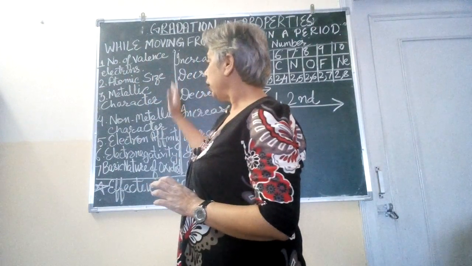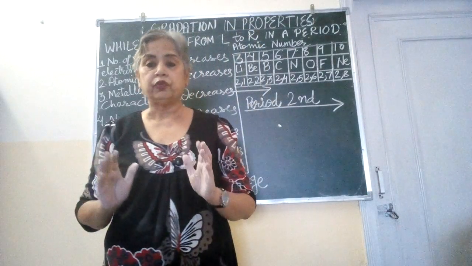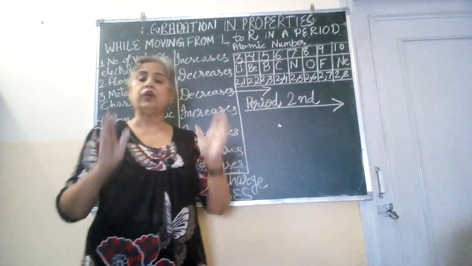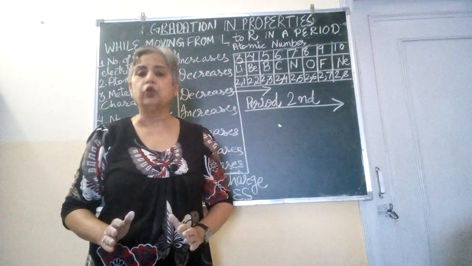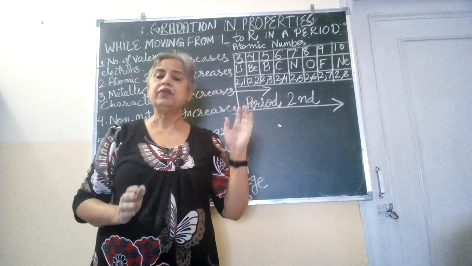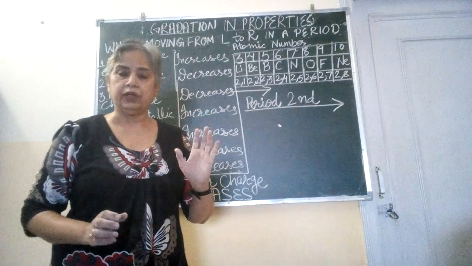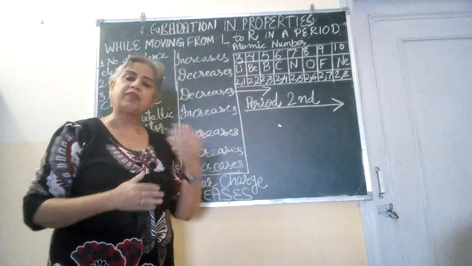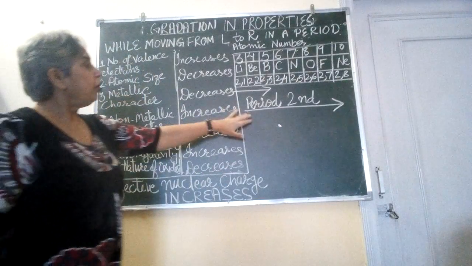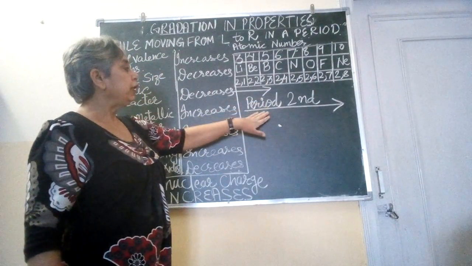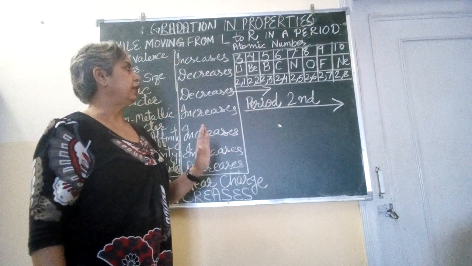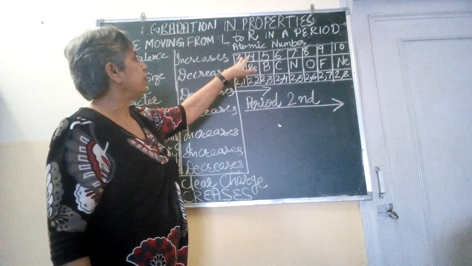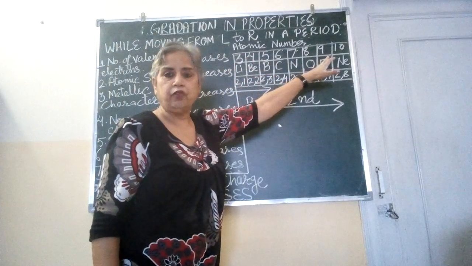So, by knowing these properties, now we have to study how these show gradation while moving from top to bottom in a group and left to right in a period of the periodic table. In this video I am talking only about periods, and groups will be covered separately. Now I have drawn here the second period of the modern periodic table. It is very clear, you see atomic numbers are increasing by 1.